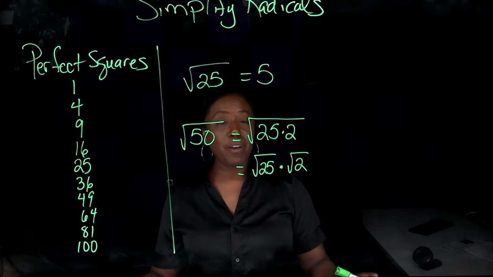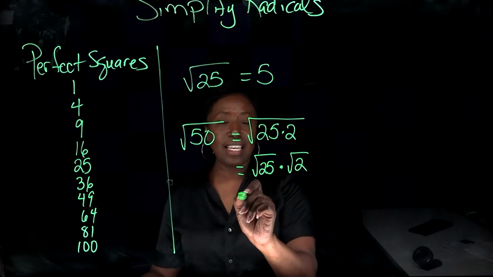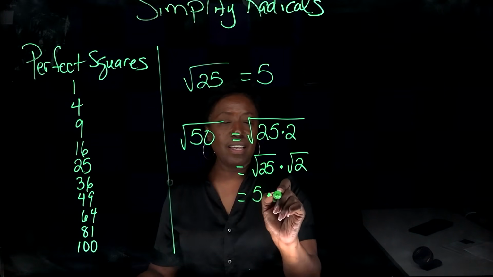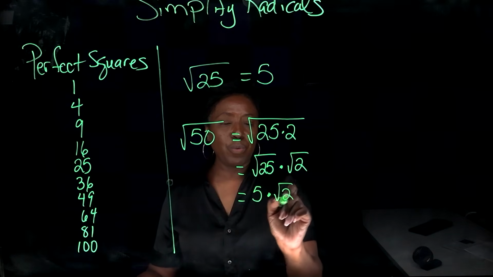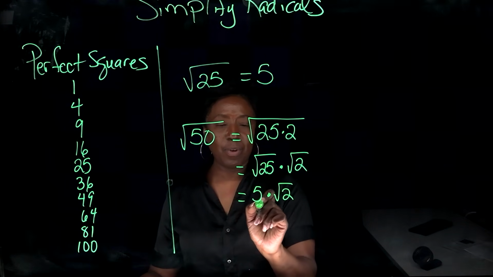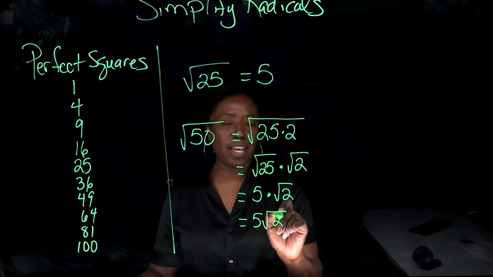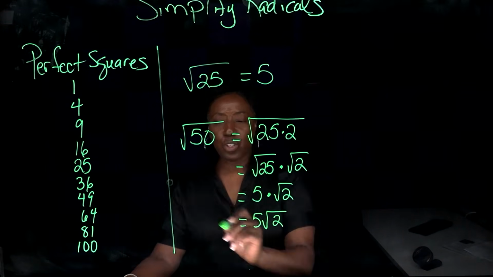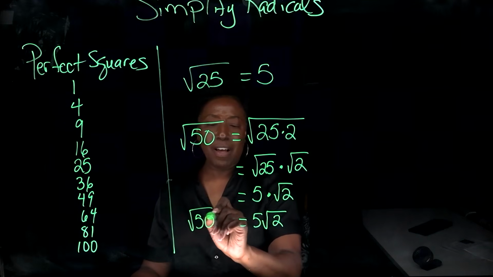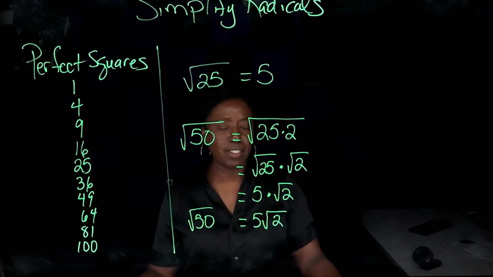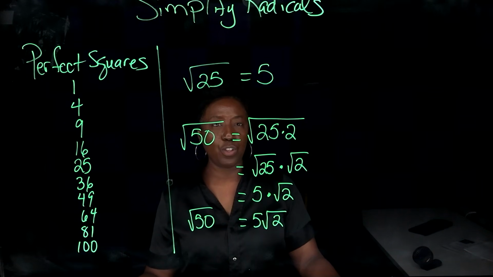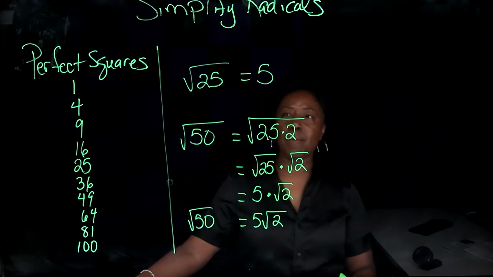Well, we said above that our square root of 25 is 5. We bring down the square root of 2, and we don't have to put our dot to represent our multiplication. We can write that 5 right in front of that square root of 2. So the square root of 50 simplifies to 5 times the square root of 2. Let's look at another example.